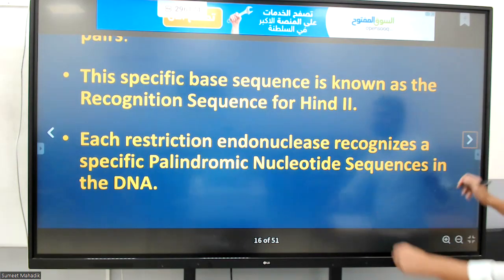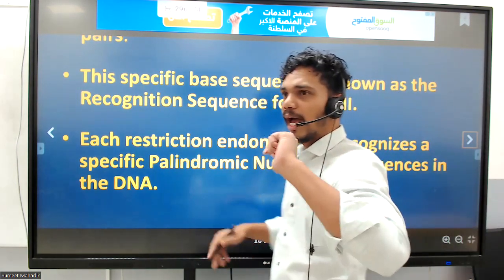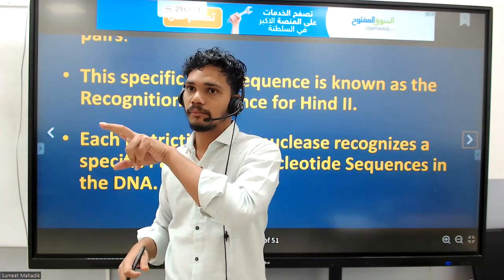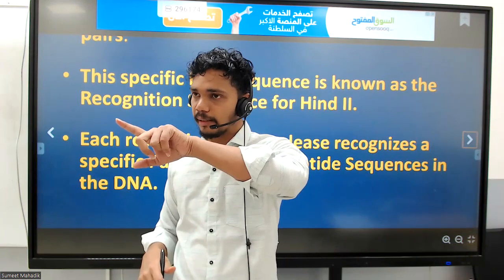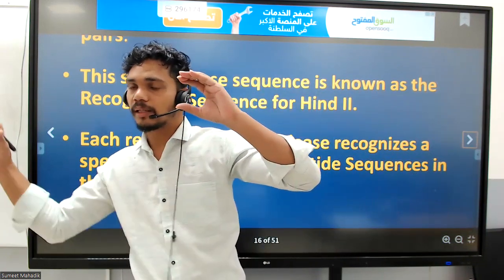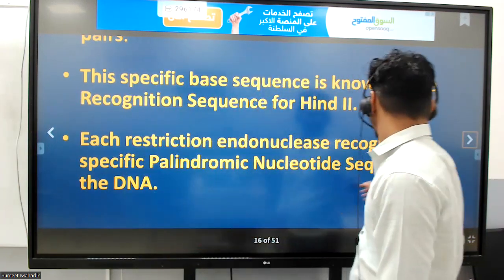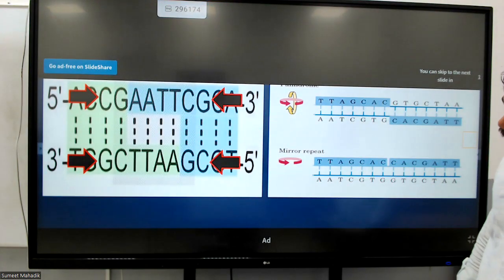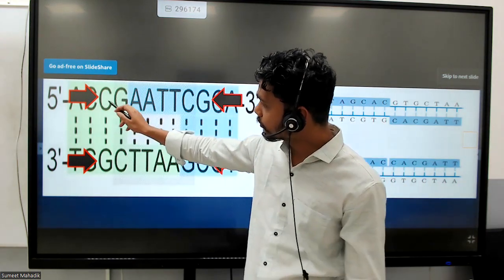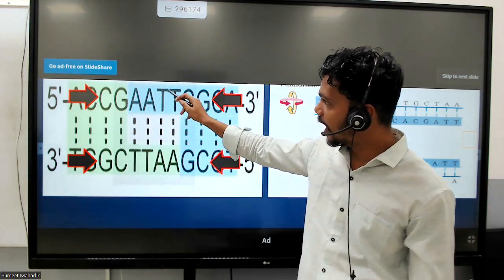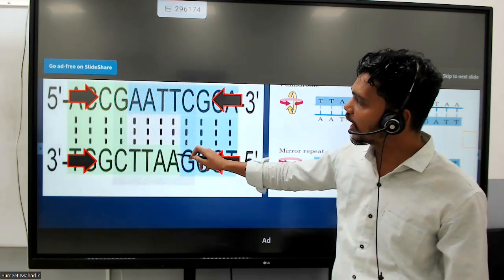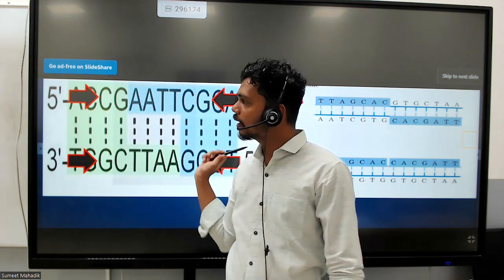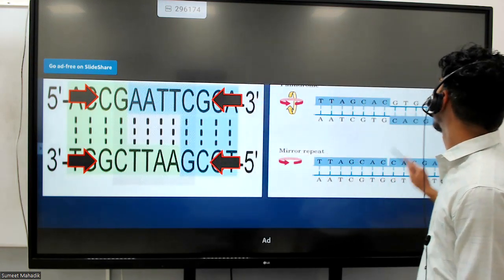What is a palindromic nucleotide sequence? If I'm reading from the beginning and I'm reading from this side also, I will get the same, like Malayalam. Malayalam, if I write in English, whether I read from this side or this side, I get the same spelling. Can you see that here? Just one second. What is this code? GAATC. Can you read from here? GAATC. So this is called a palindromic nucleotide sequence. Here and here I'm getting the same thing.